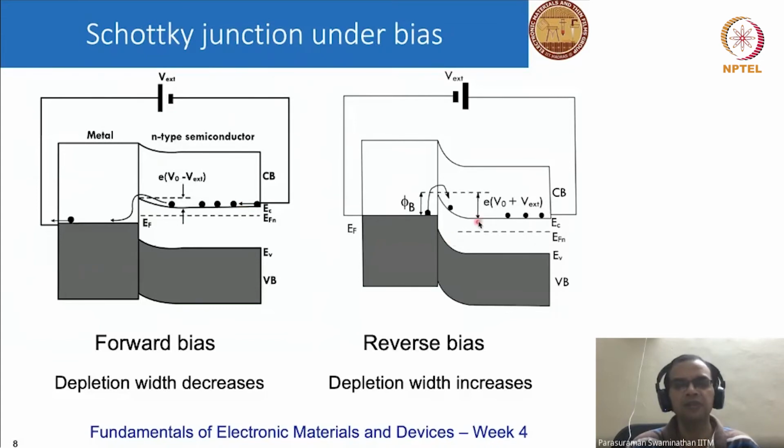In the case of reverse bias, the situation is inverted. The n-type semiconductor is connected to positive, metal is connected to negative, which means the external potential is in the same direction as the built-in potential.